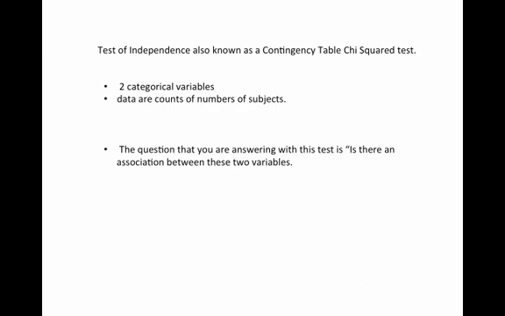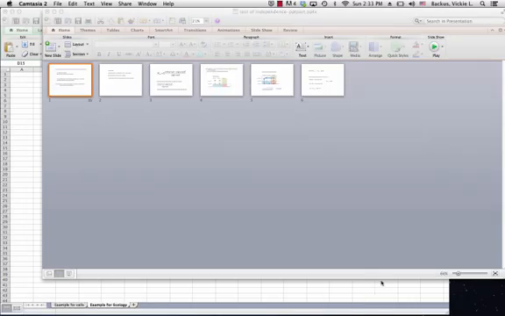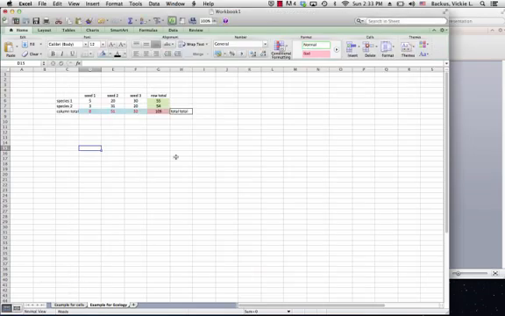And let me show you a couple of examples of the kinds of data that you can test with a contingency table chi-squared test. This is one example from ecology where I have two species. Let's say they're two species of birds, and I have three different types of seeds. And I want to know how many individuals of each species of birds prefer each type of seed.